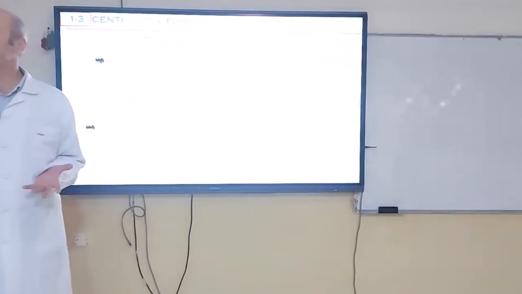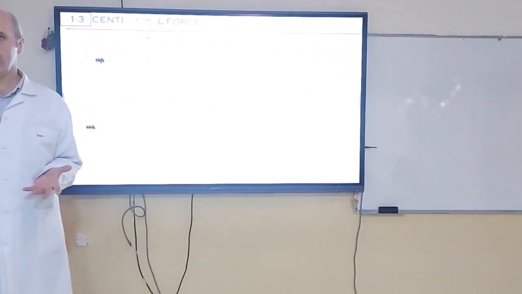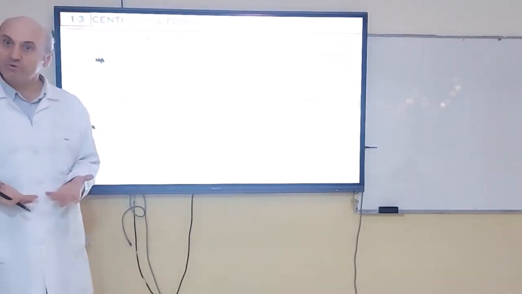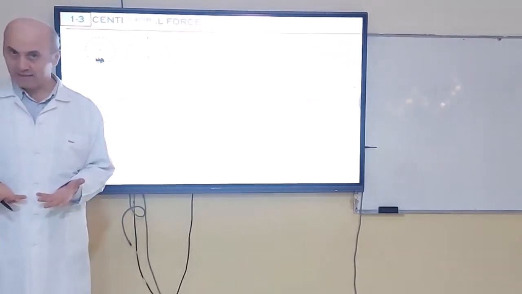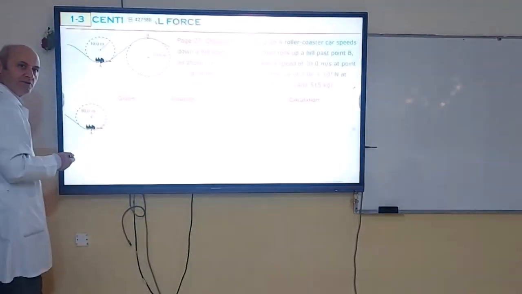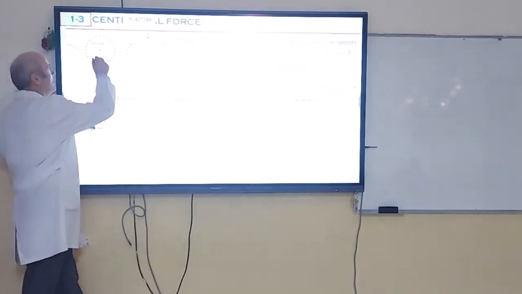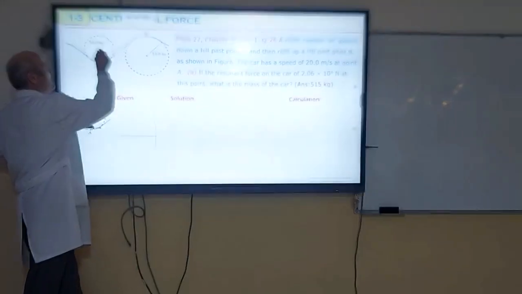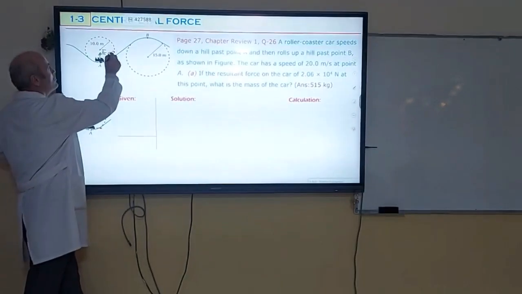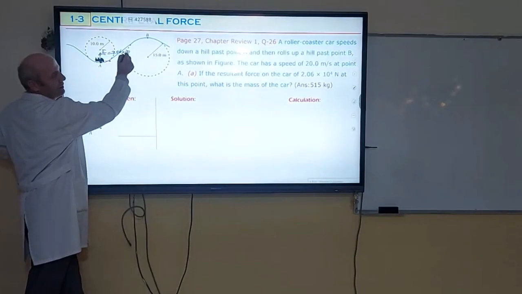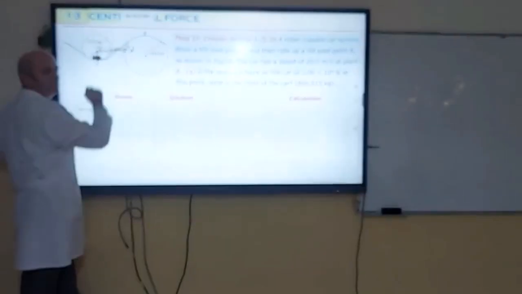In fact, what is given? Centripetal force. Because the resultant effective force in a circular bend is named centripetal force. What is the direction of the centripetal force at that position? Towards the center. Where's the center? Yes, the centripetal force must be upward. How much is the centripetal force at that position? 2.06 times 10 to the power of 4 newtons.